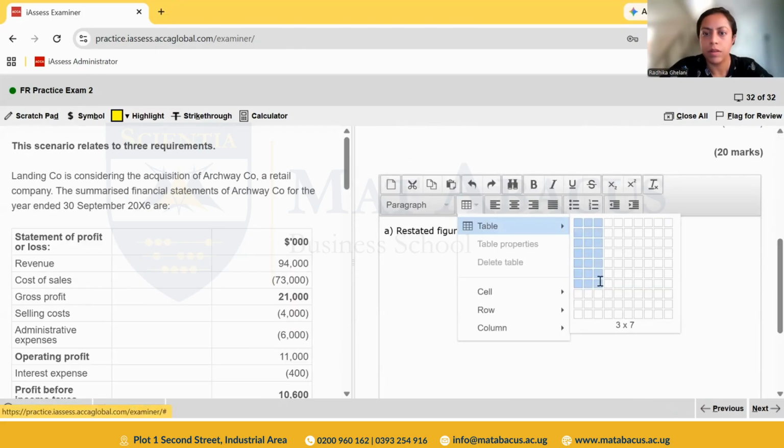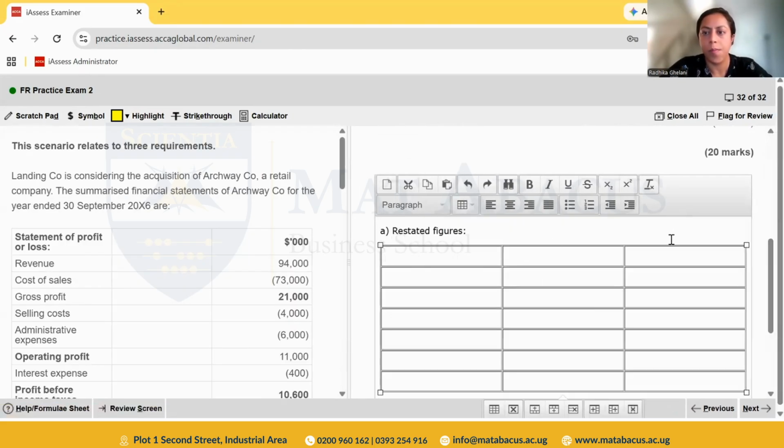Revenue. Revenue is going to be 94,000 times 95%. Put that in your calculator, you're going to get 89,300.